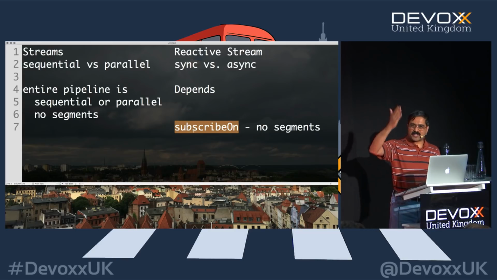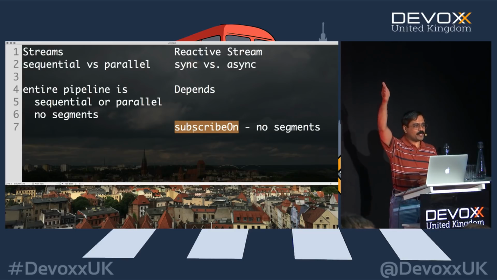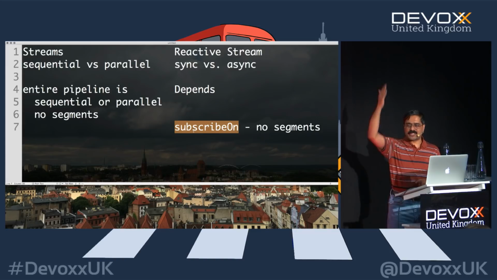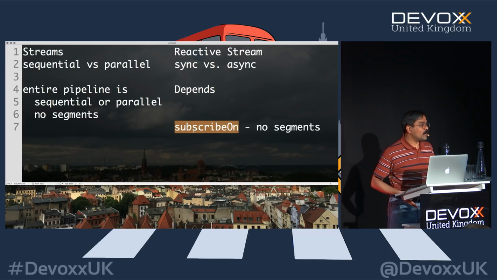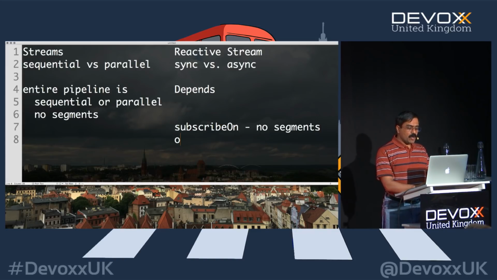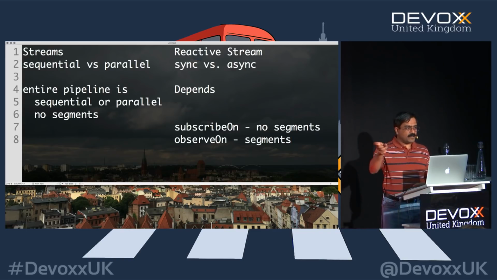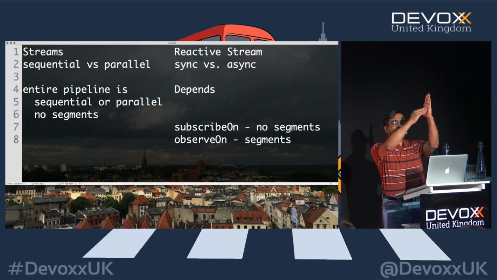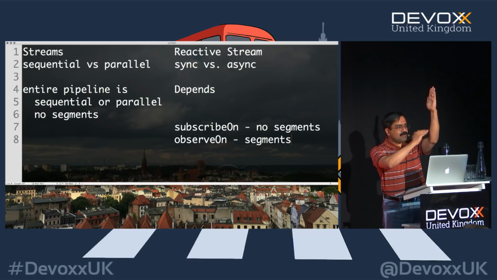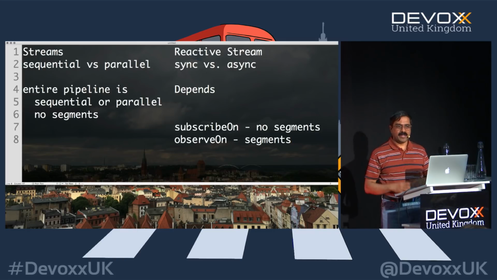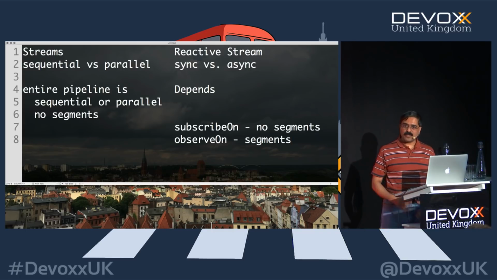There are no segments. This is very much like your parallel versus sequential. The last one actually wins, and the whole thing runs in that particular thread. But it turns out there is also an observe on, and the observe on gives you the segments. So if you were to call observe on instead of subscribe on, then you can say, I want this part to run sequentially, this part to run in a different thread, this part to run in a completely different thread, and you can have segments in your reactive stream library, whereas Java 8 doesn't quite give you that capability.